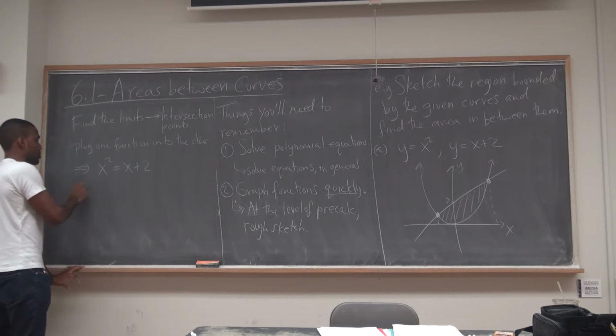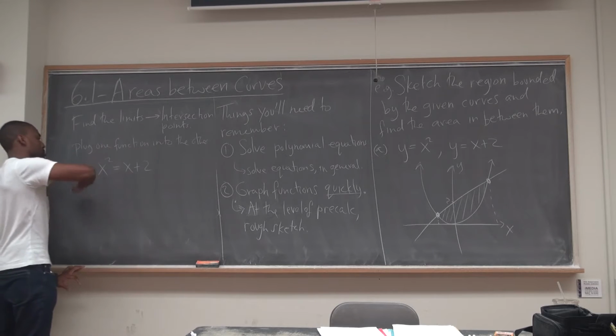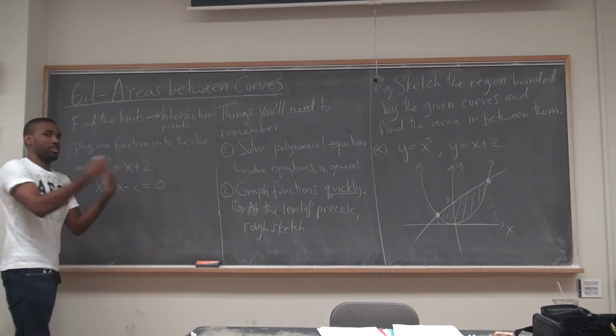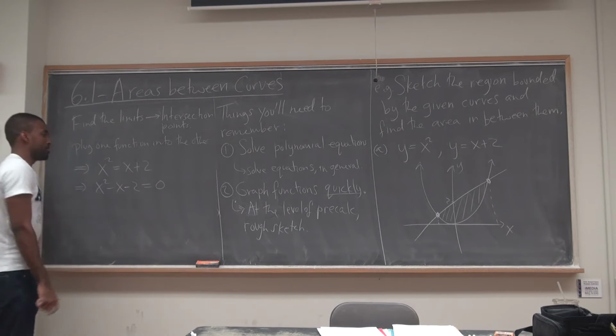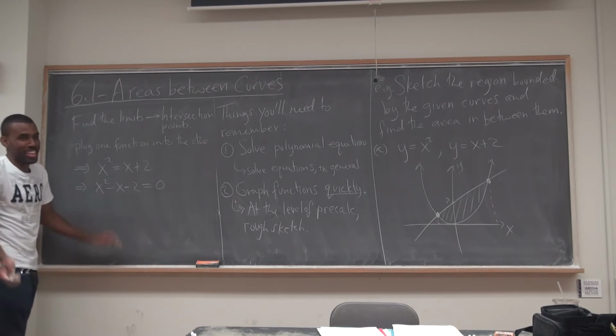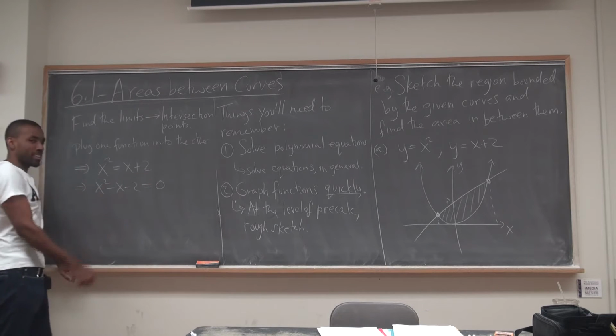Subtract x plus 2 on both sides. We're big kids now, we can subtract two things at once. You don't have to move over the x, next step, move over the 2. We don't do that anymore, it's calculus. So bring everything over all at once.